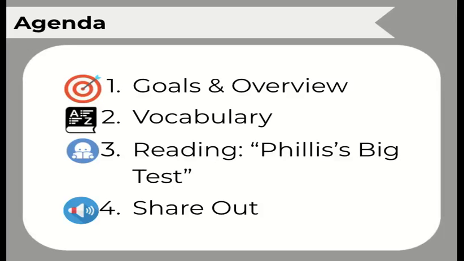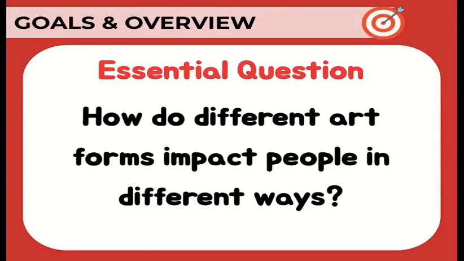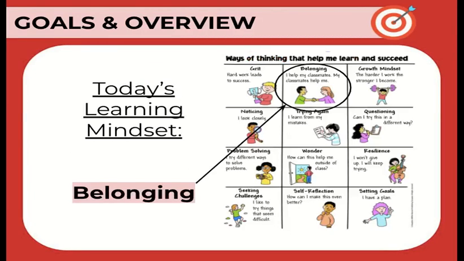Today's agenda is goals and overview, vocabulary, reading Phillis's big test, and sharing out our new learning. The essential question for this module is, how do different art forms impact people in different ways? Today's learning mindset is belonging. I help my classmates help me.